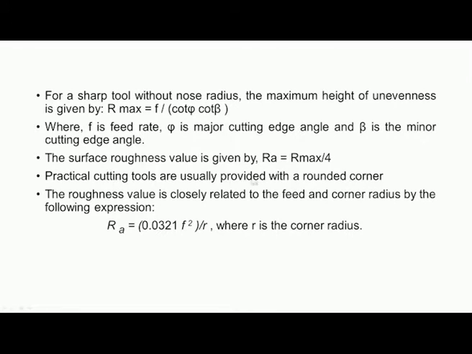Practical cutting tools are usually provided with a rounded corner. If it is very sharp, it will break easily, so we get a blunt corner on the tool. The roughness value is closely related to the feed and corner radius by the following expression. We can use this: if we know the corner radius, or the tool nose radius, and the feed rate, we can calculate what Ra value we are going to get.